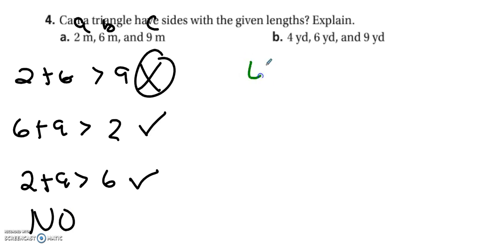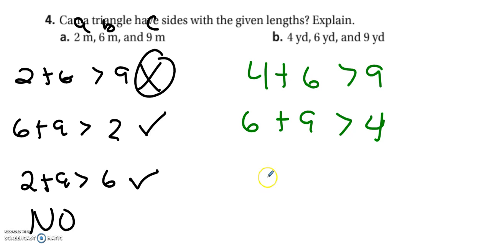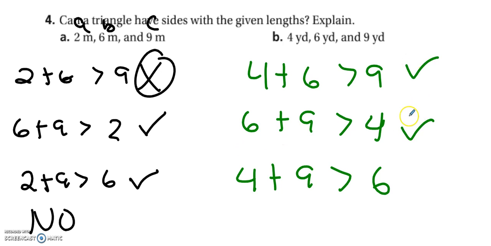Let's try B. 4 plus 6 has to be greater than 9. 6 plus 9 has to be greater than 4. And 4 plus 9 has to be greater than 6. 4 plus 6 is 10. That works. 6 plus 9 is 15. That works. 4 plus 9 is 13. That works. So yes, this can be a triangle. So if one fails, they all fail. They all must be true.